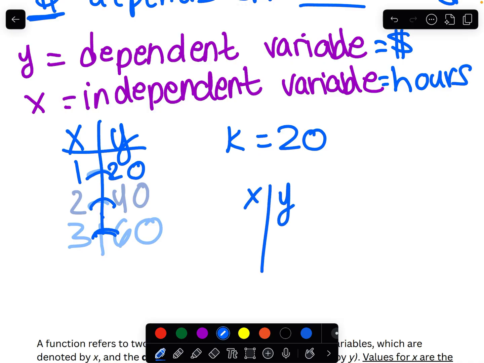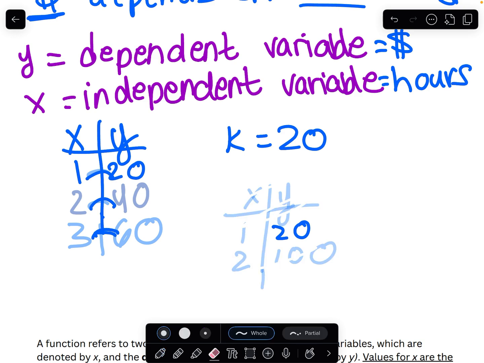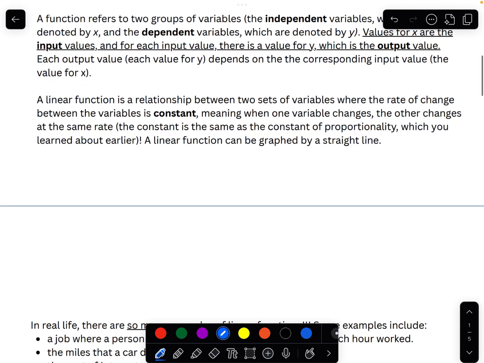So what that means is that if I type for 1 hour and I make $20, it would not be the case that I type for 2 hours and suddenly make $100, because that would not represent a proportional relationship or a constant rate of change. So you can think of the word constant as meaning the same.